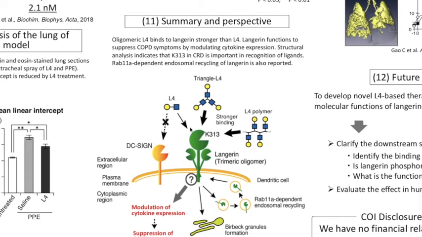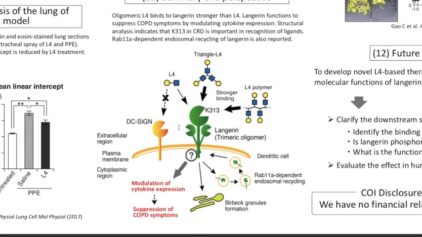This is a summary of this study. We produced keratan sulfate disaccharide L4 and derivatives such as triangle and L4 polymer. These oligomeric L4 derivatives bind to Langerin more strongly than L4 monomer and downregulate the expression of inflammatory cytokines. Through these functions, L4 mitigates COPD phenotypes in mice.